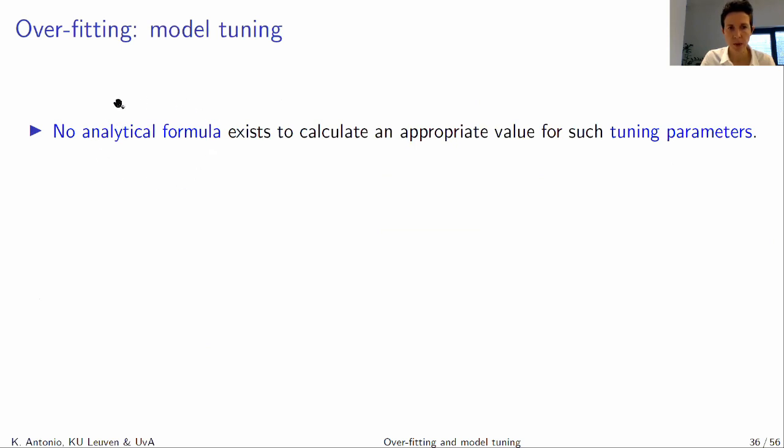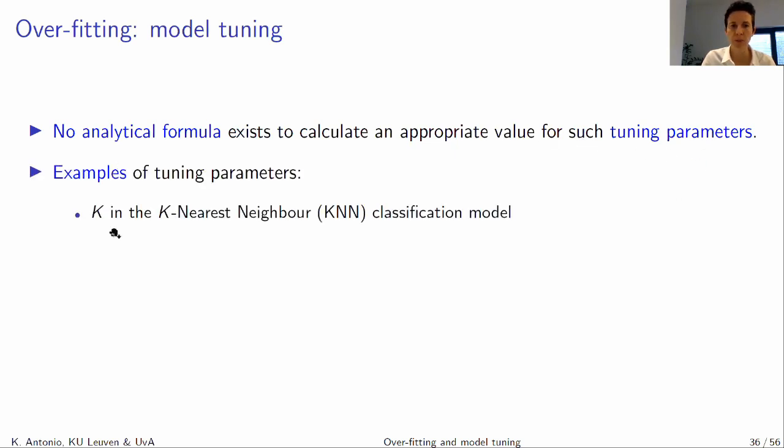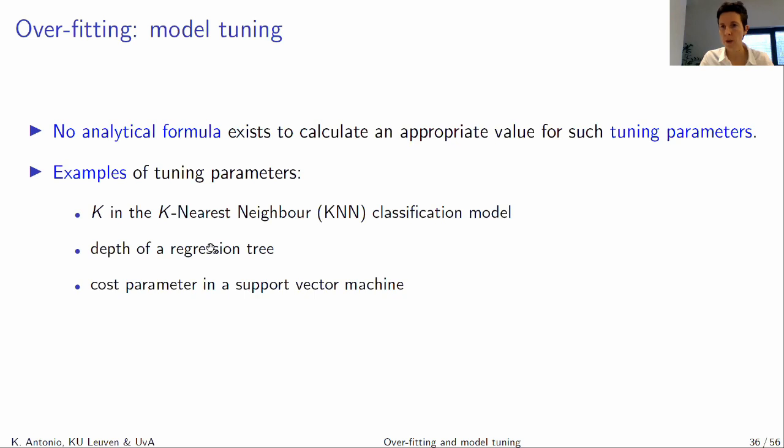So important is, and that's very hard for a traditionally trained statistician or mathematician, that there is no analytic formula to calculate an appropriate value for these tuning parameters. And typical examples are the K in the K nearest neighbor, the depth of a tree, the number of trees we're going to combine in an ensemble method, the cost parameter in a support vector machine, the shrinkage parameter in a gradient boosting machine, all of these kinds of parameters. We need to pick meaningful values for them, and we do not have analytic formulas at our disposal.